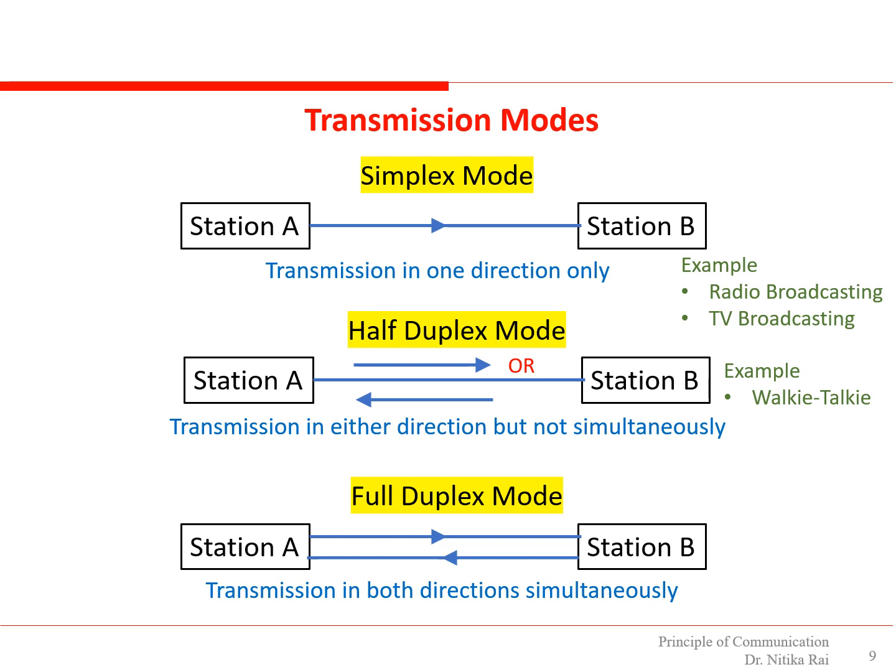Now, in full duplex mode, transmission can take place in both directions simultaneously. Both station A and B can simultaneously transmit as well as receive, and the most common example is telephony, both landline and mobile telephony.